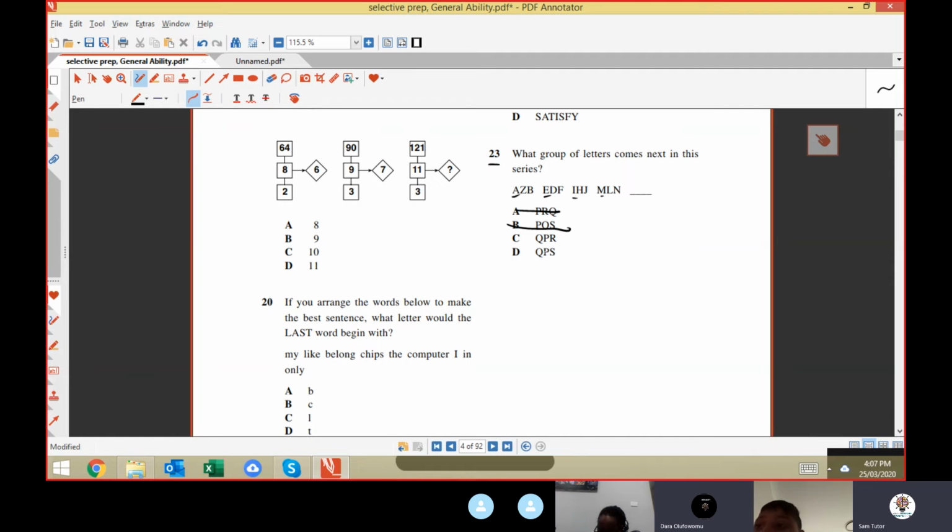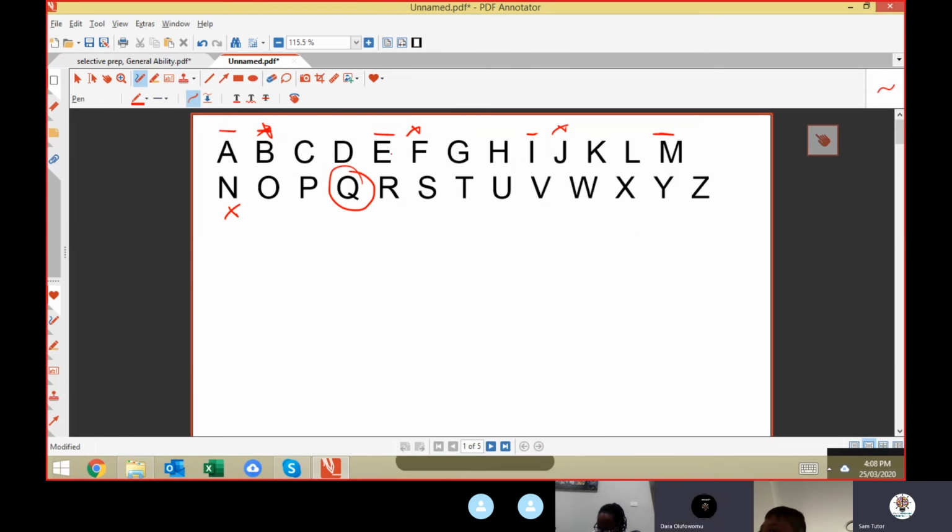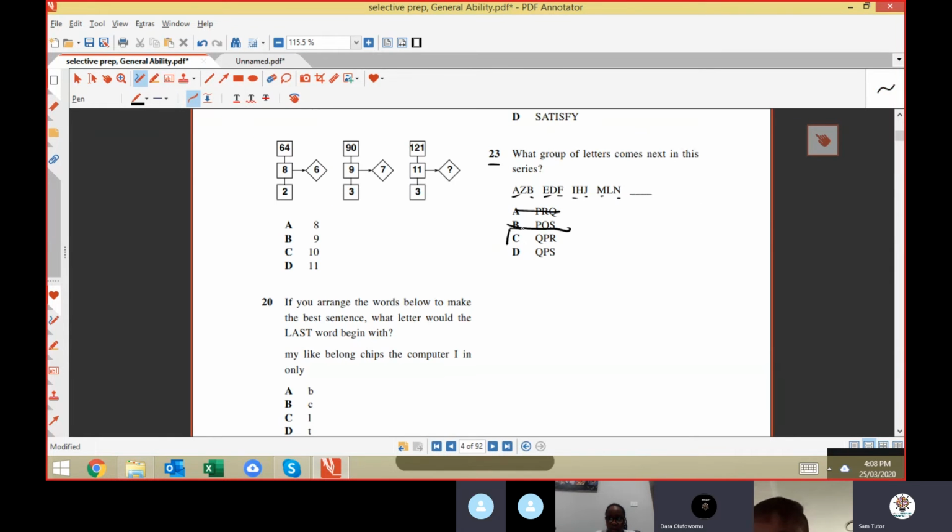They're both P, so there's no point in doing the next one. You already know it's going to be P, so don't look at the second letter. We're going to look at the third letter now. The third letter is B, F, J, N. B to F is skip 3, F to J is also skip 3, J to N is also skip 3. So skipping 3 again becomes O. Beautiful.